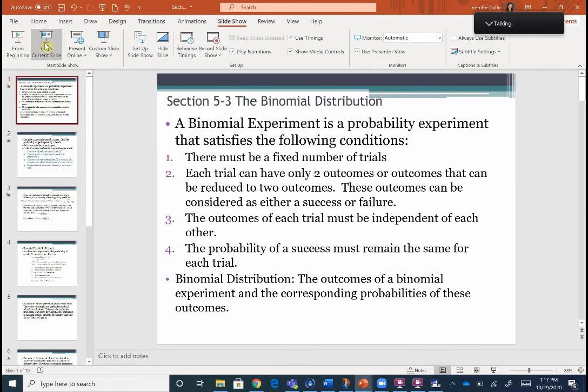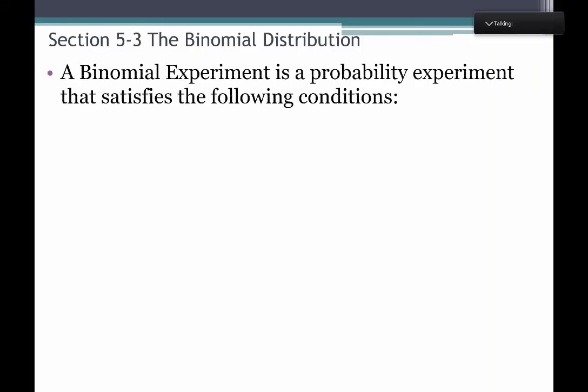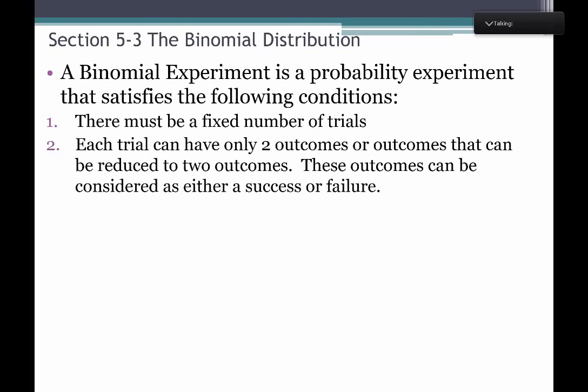All right, so think about the prefix bi. Think about a bicycle only having 2 wheels. A binomial in math only has 2 terms. So our binomial experiment can only have 2 outcomes. It can only have 2 outcomes, either success or a failure.